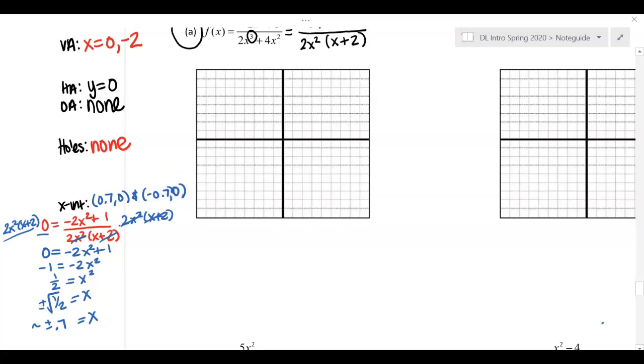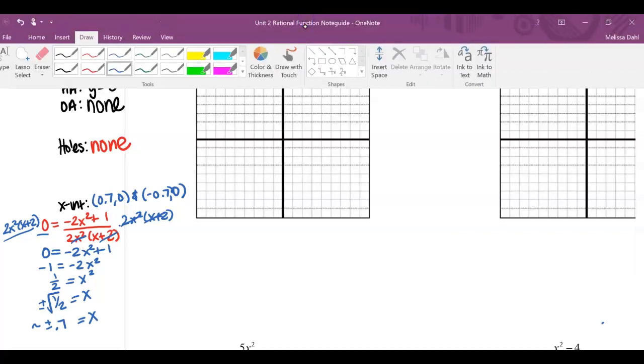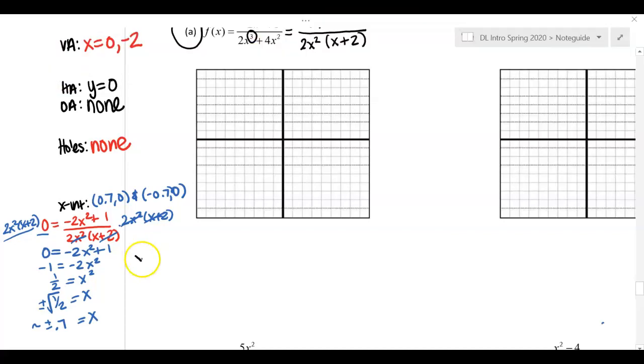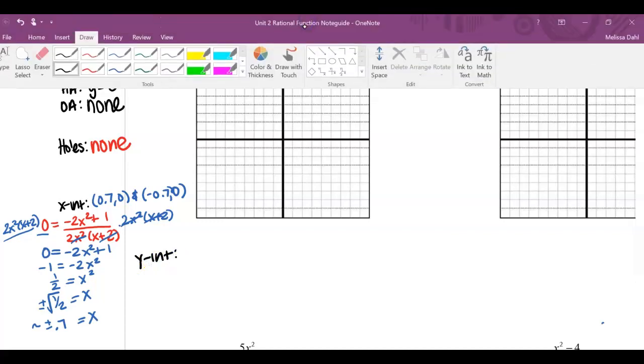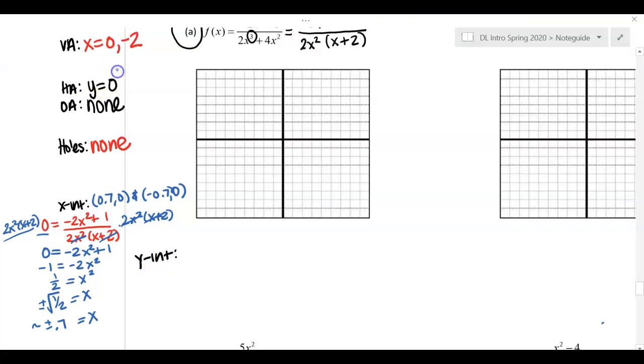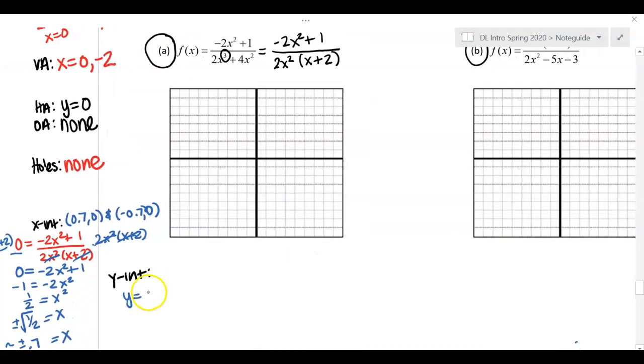And then to find the y-intercept, let's put that over here. Remember, we set x equal to 0. So if we do that in our equation here, and you can do it in either form, whatever seems easiest for you, I get 1 over 0, which is undefined. That means there isn't any y-intercept.